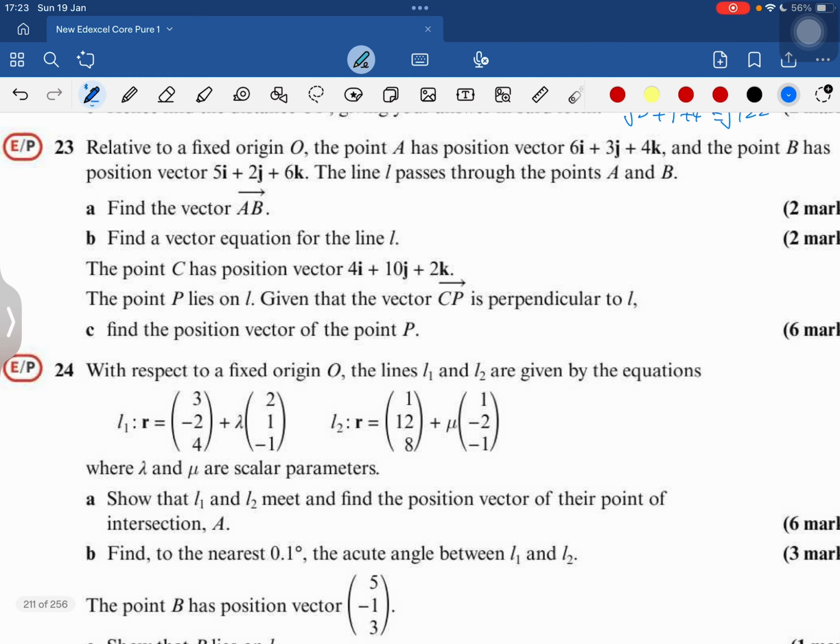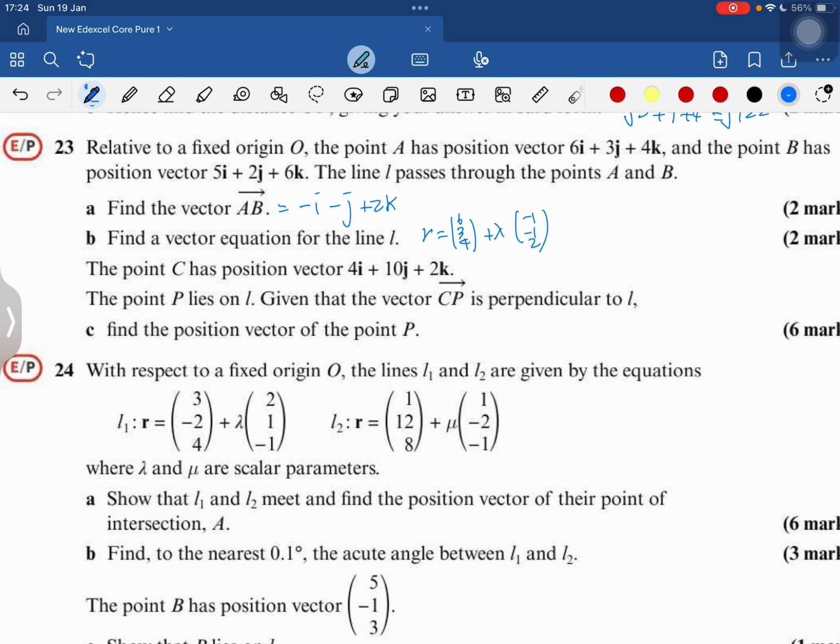Number 23. Relative to a fixed point, point A position vector, point B position vector. Linear path through point A and B. Vector AB, B minus A. So B minus A, 5 minus 6, 2 minus 3, 6 minus 4. So the vector equation for the line L: R equals 6, 3, 4 plus lambda, negative 1, and 2.